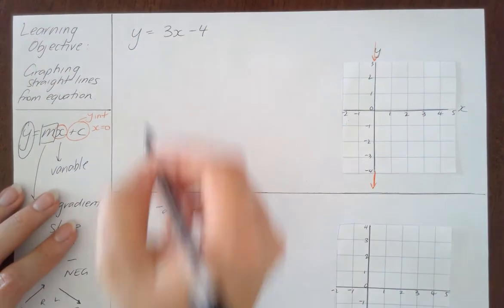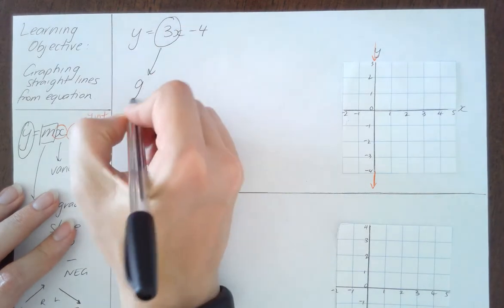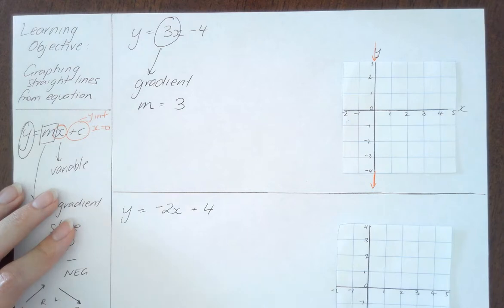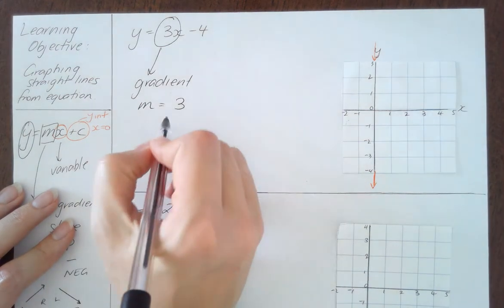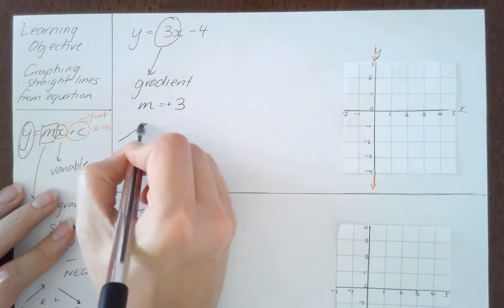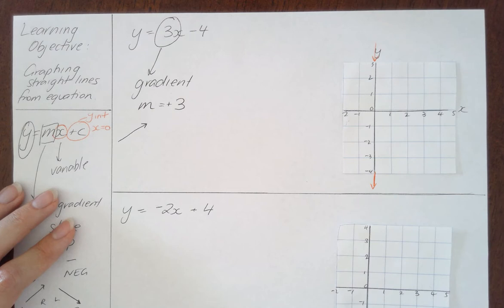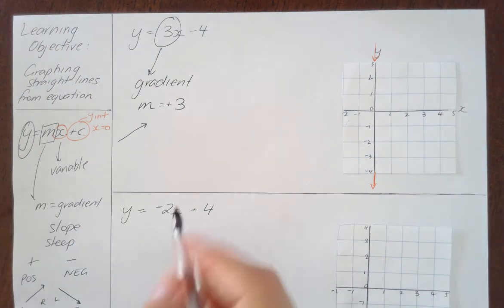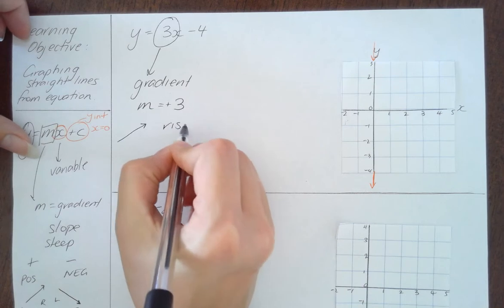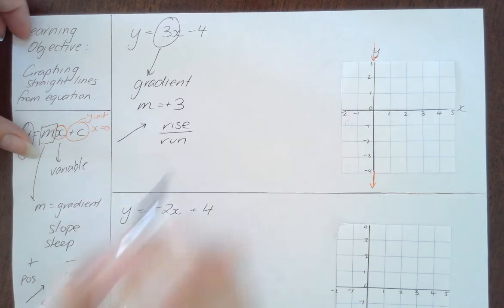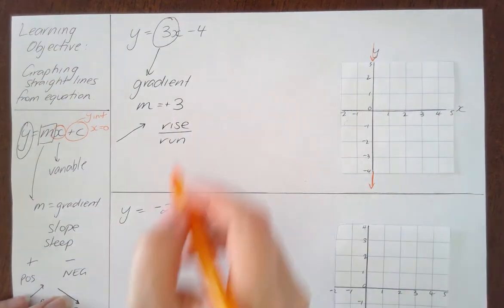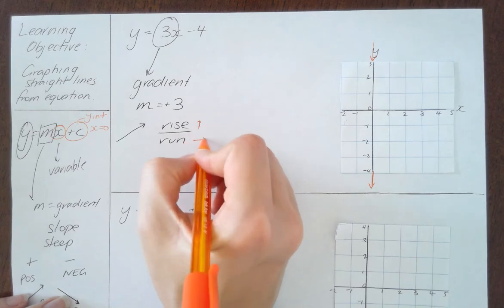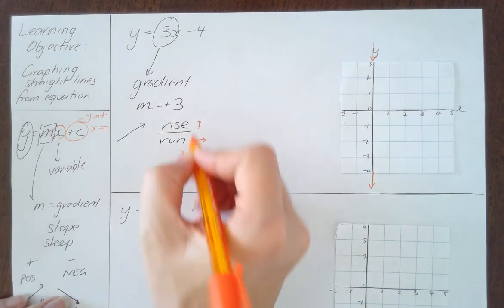Number one, we can see that our gradient, or m, don't ask me why it's m, equals 3. We can see it is a positive number, so that means the line will be going up from left to right. 3 is a whole number, that's positive as well. And our gradient actually means rise over run. So it means however much as something goes up, it also goes across. So our x and our y.